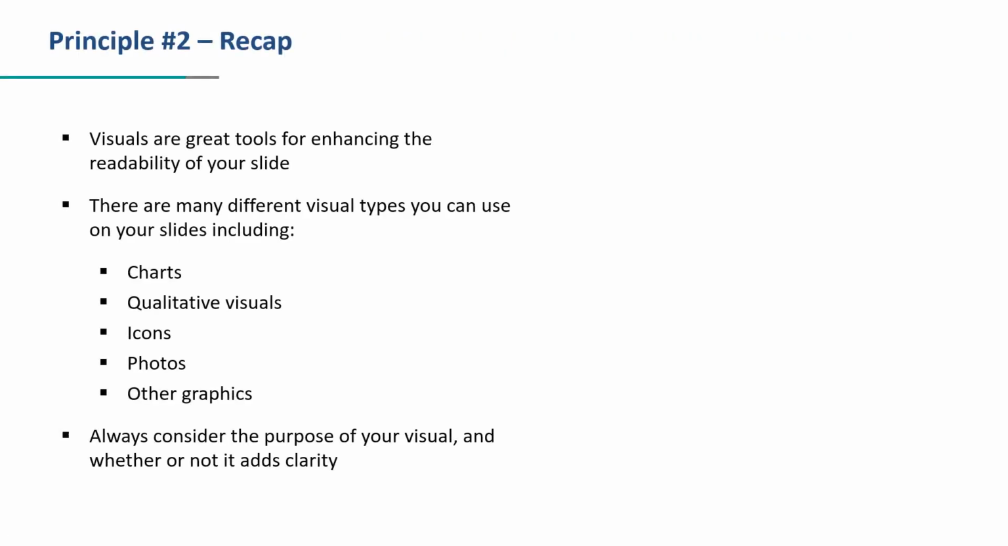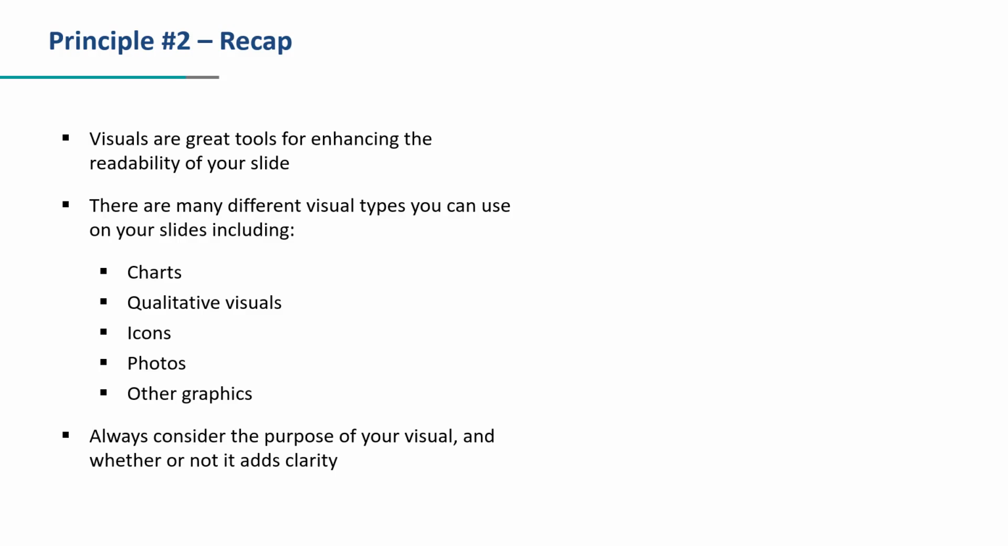So to recap, visuals can really help enhance your slides and improve readability. The first way to visualize your message is to add a chart, which allows you to show quantitative data in a way that is easy to understand and conveys credibility. Generally speaking, this is the best type of visual to add to your slide. Next is to add a qualitative visual, which can include frameworks, flowcharts, logic trees, and matrices, among other things. These types of visuals are especially helpful when you're trying to replace text.